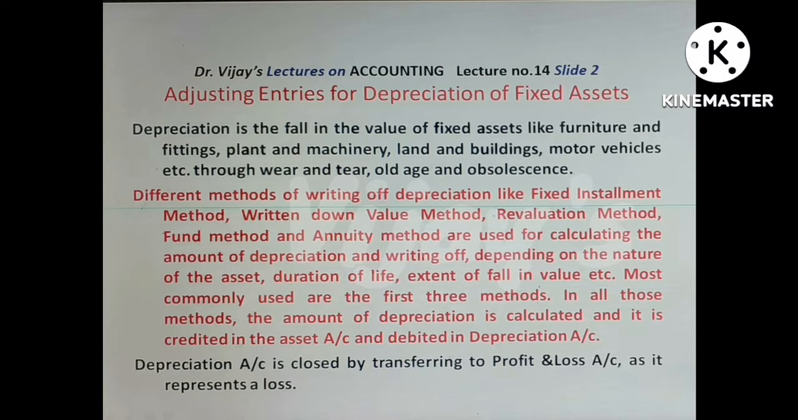In all those methods, the amount of depreciation is calculated and it is credited in the asset account and debited in depreciation account. Depreciation account represents a loss, so being a nominal account, it is closed by transferring the balance standing into profit and loss account. As the asset is credited with the amount of depreciation, the value of the asset comes down.